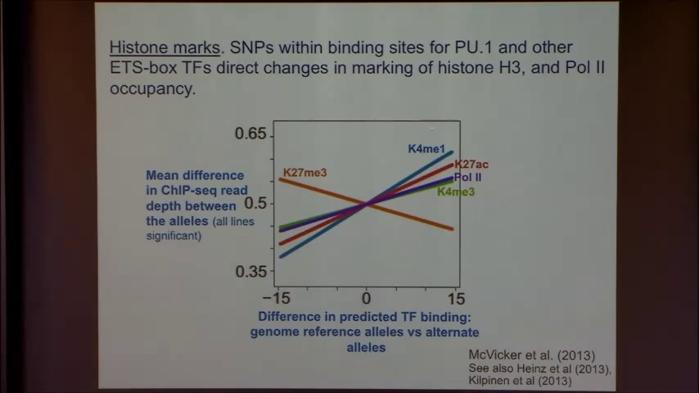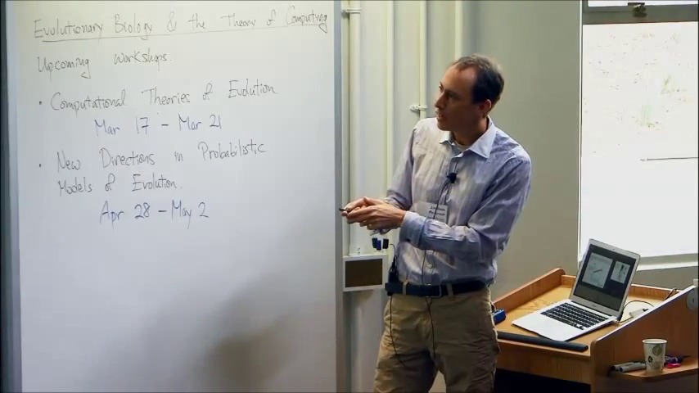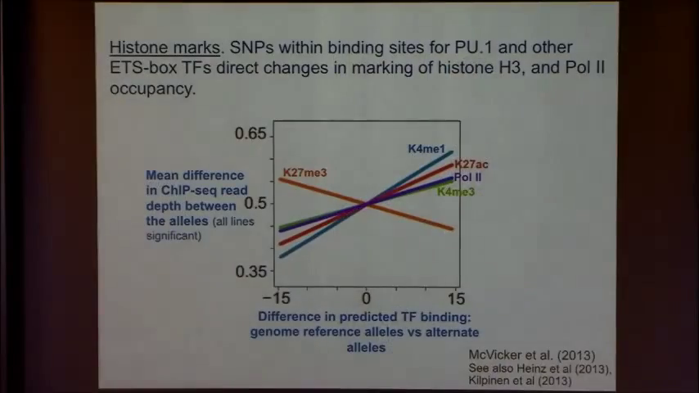And so what you can see is that all of these factors that are associated with active chromatin are systematically increasing on the allele that we predict should have better binding for PU1. And conversely, K27 trimethylation, which is a mark that's associated with repression of chromatin, has the reverse direction.